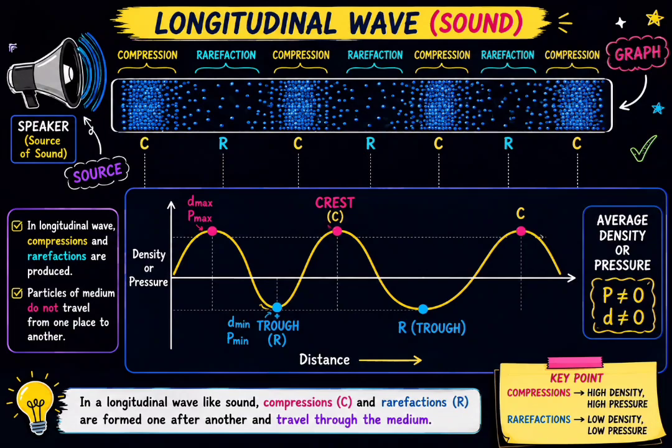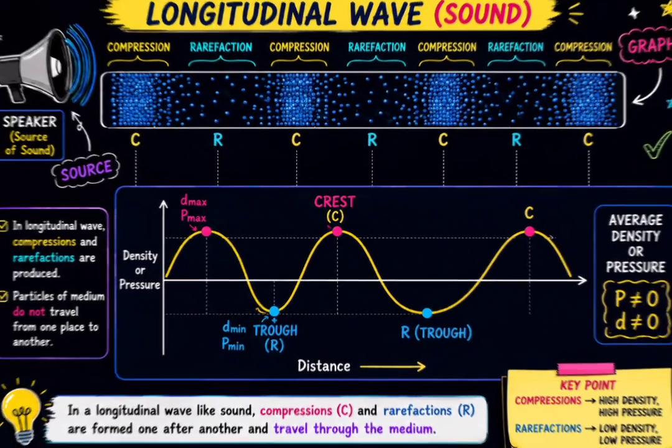Now, look at the graph below. The highest point, called the crest, represents compression where pressure and density are maximum. The lowest point, called the trough, represents rarefaction where pressure and density are minimum. So, whenever you see a graph of a sound wave, crest means compression and trough means rarefaction.